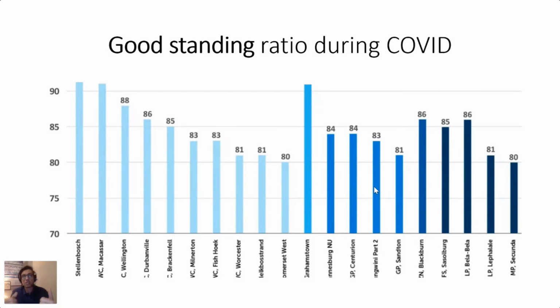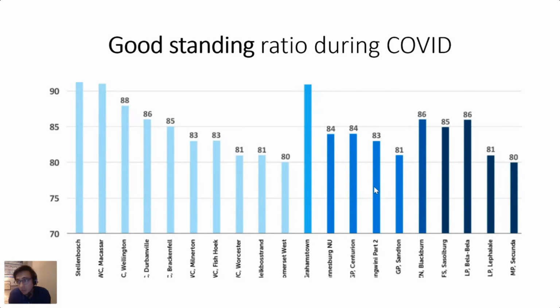Now, what that means, a good standing ratio, is the ratio of people paying on time. So a 90% good standing ratio basically means that 90% of the time they were paid, 10% of the time they weren't paid. So anything above 90% is incredible. So Stellenbosch, Macassar, they have not really been affected. The tenants haven't been affected.